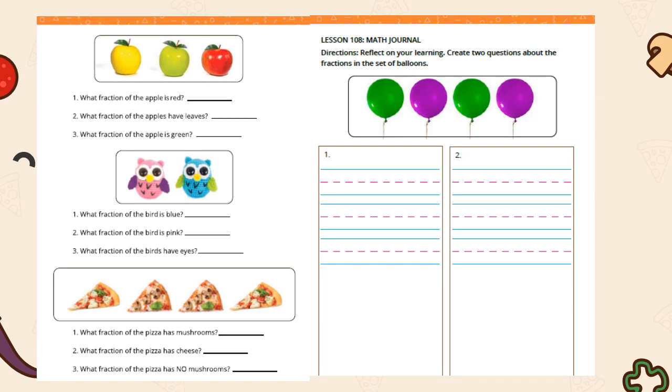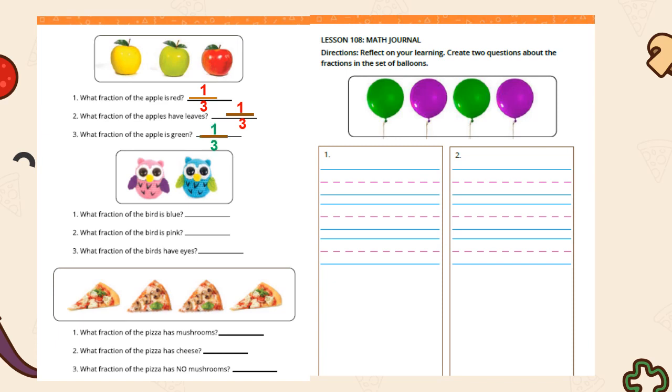Let's complete. We have here a group of different apples. The total of them are 3. And first one, what fraction of apple is red? One red apple. So the fraction will be 1 over 3. Number 2, what fraction of apples have leaves? Just one apple. So the fraction will be 1 over 3. What fraction of apple is green? Just one green apple. So the fraction will be 1 over 3.